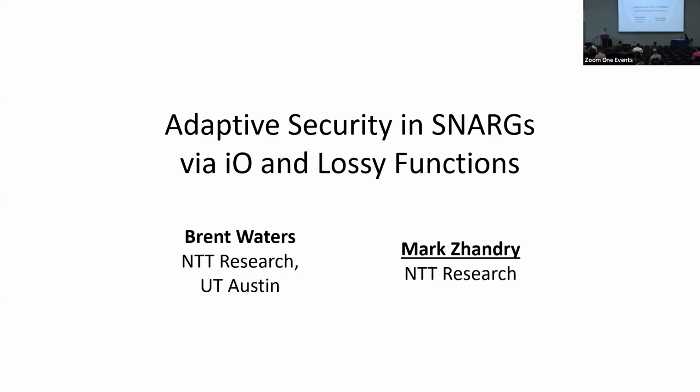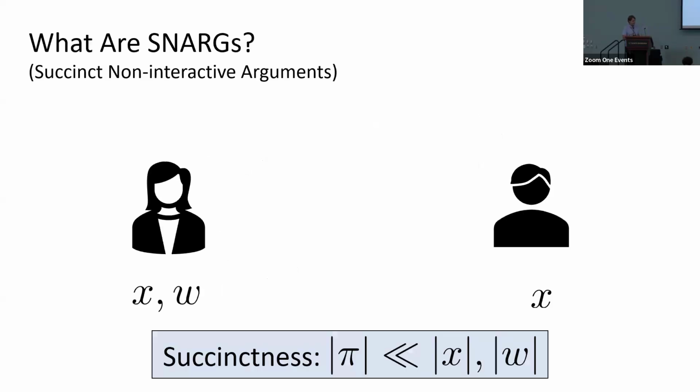So the next talk is about adaptive security in SNARKs via I/O and lossy functions by Brent Waters and Mark Zandri, and Mark will give the talk. All right, thanks for the introduction.